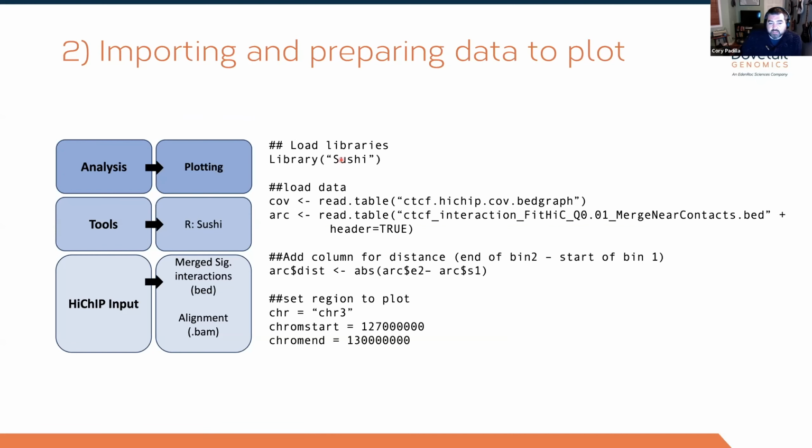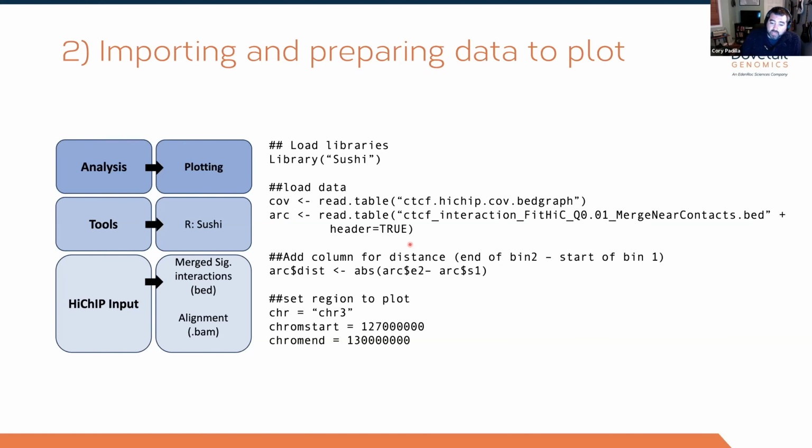So first we'll load the library. You'll load this Bioconductor package Sushi. And then you're going to load the data. For the coverage, we're just going to load the bedgraph file. So we'll read.table, we'll feed in our bedgraph. And then for the arcs that we're going to draw, we're going to call it arc, and it's simply going to be a read.table. We'll feed in the FitHiChIP merged interaction contacts. And then we're just going to say that the header is true. The reason we do that is because there is a header in this file that is informative. There is not a header in the other file that's informative, so we don't need to flag that.